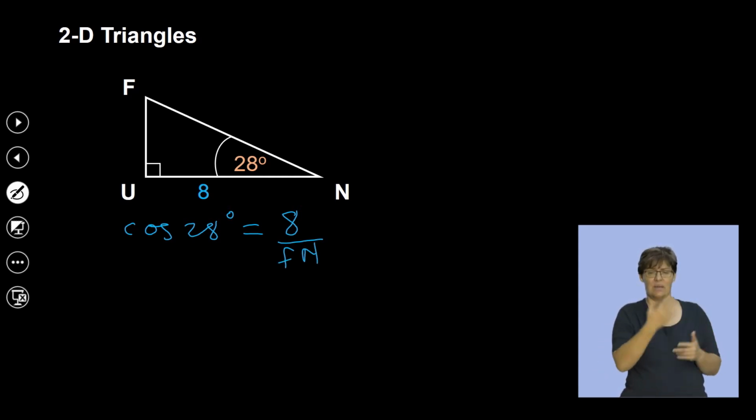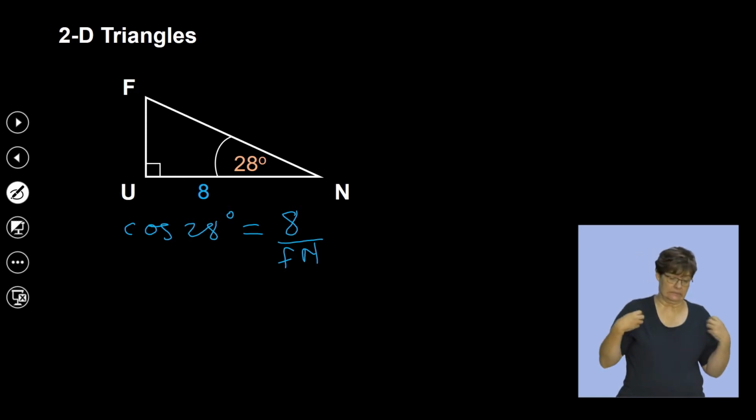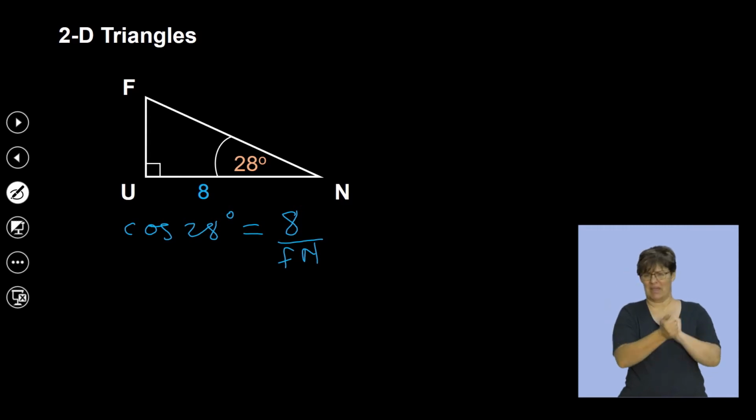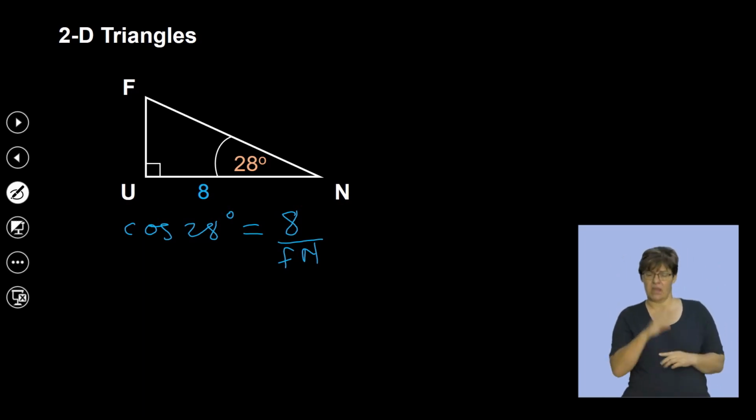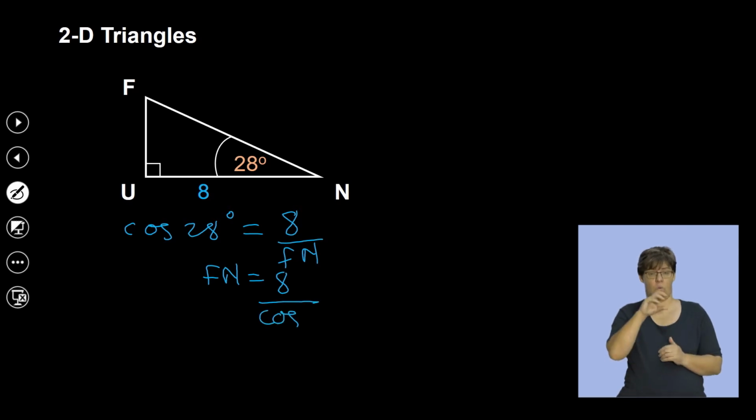Guys, please, you don't necessarily need to be straining yourself and trying to do mental math when it comes to trigonometry. I promise you, there will be questions that will say without the use of a calculator. But when they did not specify that, and you're seeing angles that are not special angles, you just go straight to the calculator. So this will be FN is equal to 8 over cos of 28 degrees.